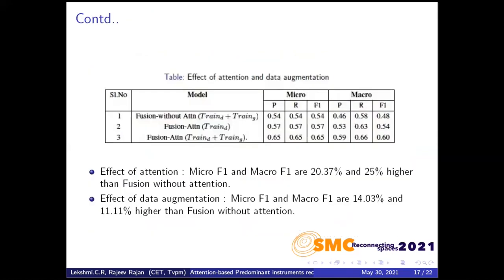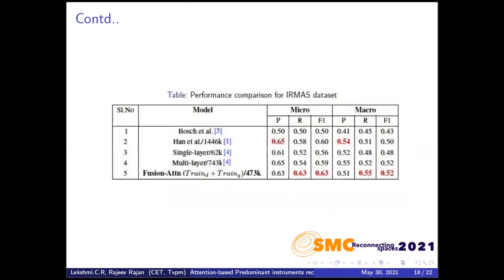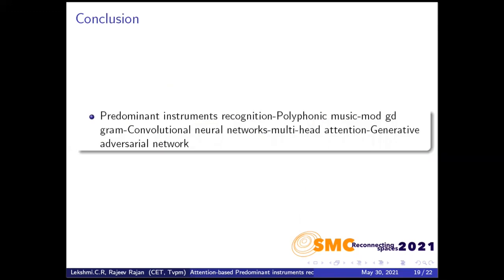The effect of data augmentation and attention can be revealed from the table below. Train D represents the training files available in the corpus, and Train G represents the training files generated by the WaveGAN. The table represents the performance comparison for the IRMAS dataset. Our fusion technique outperforms the existing algorithms for the proposed task.